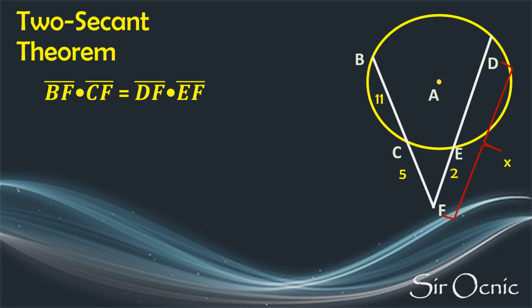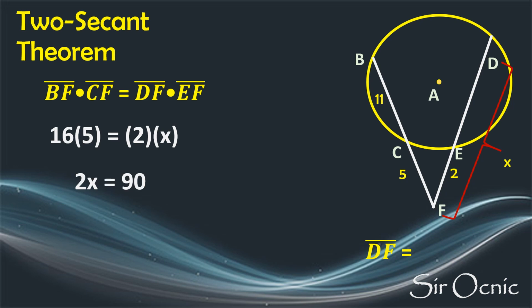Using the two-secant theorem, we may form the formula: segment BF times segment CF is equal to segment DF times segment EF. Segment EF measures 2 units simply because segment EF is 3 less than the measure of segment CF, and 5 minus 3 is equal to 2. By proper substitution, we will arrive at 16 times 5 is equal to 2 times x. The measure of segment BF is equal to 16 simply because segment BF is composed of the measures of segment BC and segment CF, and that is equal to 11 plus 5. That is why BF is equal to 16.